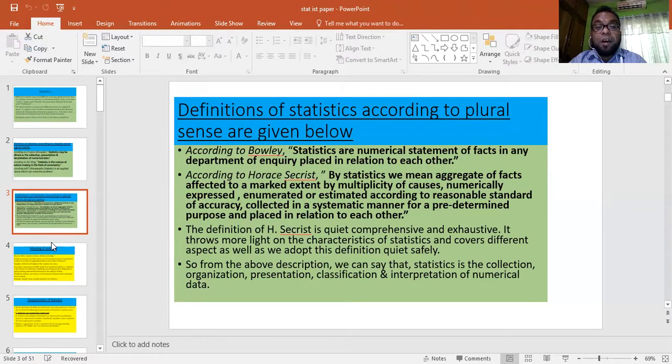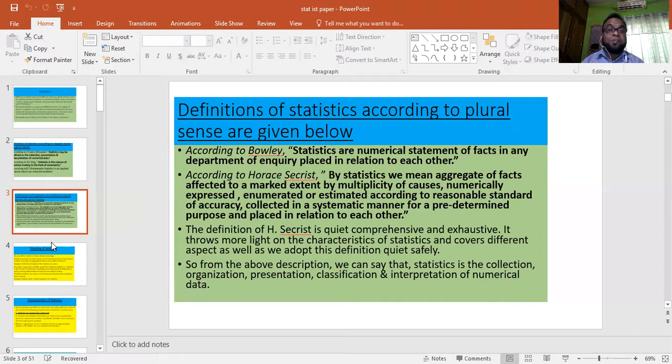The definition of Horace Secrist is quite comprehensive and exhaustive. It throws more light on the characteristics of statistics that I've told you earlier, and covers different aspects as well, so we can adopt this definition quite safely. So from the above description, we can say that statistics is the collection, organization, presentation, classification, and interpretation of numerical data. So what is statistics? Statistics is the collection of the data, organization of the data, presentation of the data, classification of the data, and interpretation of numerical data.